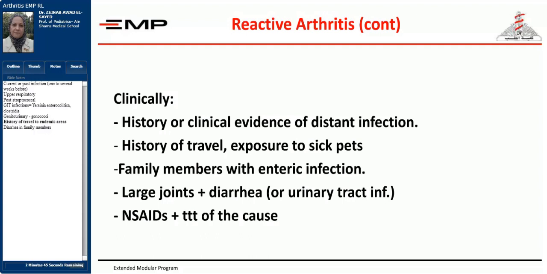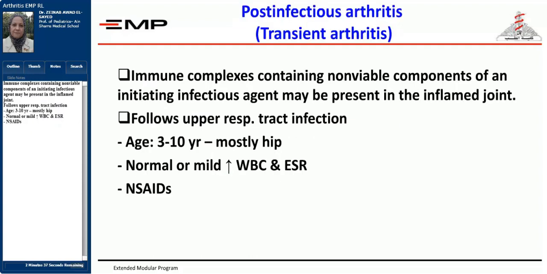The white blood cell count is normal, or there is mild leukocytosis. There is no positive blood culture, of course; it is negative. And the patient is not that toxic and not in agony as the patient with septic arthritis. This acute arthritis is also treated with non-steroidal anti-inflammatory drugs because there is no current infection at the time the arthritis appears.